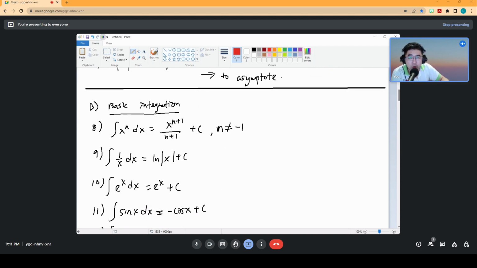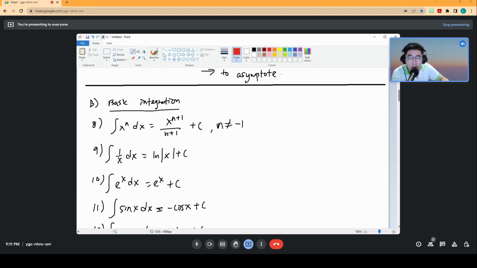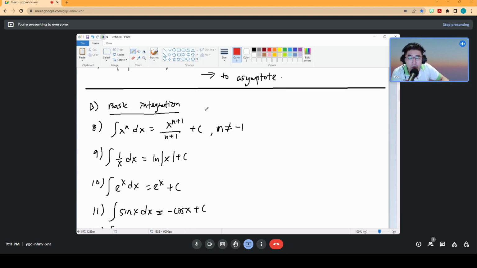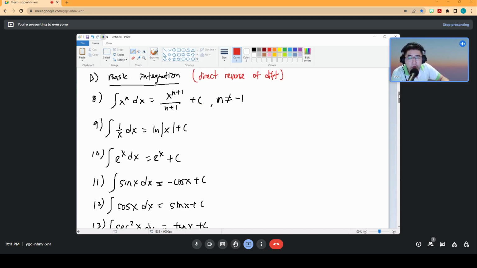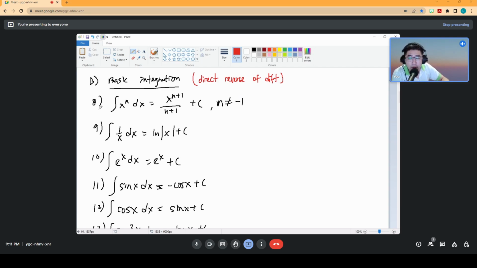Then comes basic integration. The basic integration here will be expressed as a direct reverse of differentiation. For example, number 8, in differentiation, we bring down the power and minus by 1. Here, we power plus 1 divided by the new power. For 9, if we differentiate ln x, we go to 1 over x. Over here, integrate 1 over x, go to ln of modulus x.